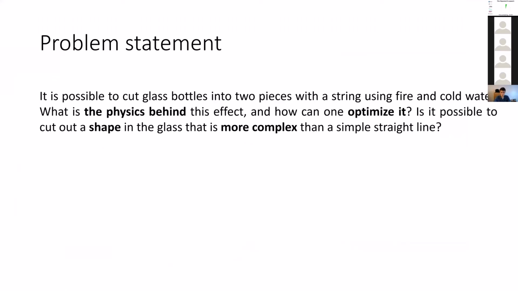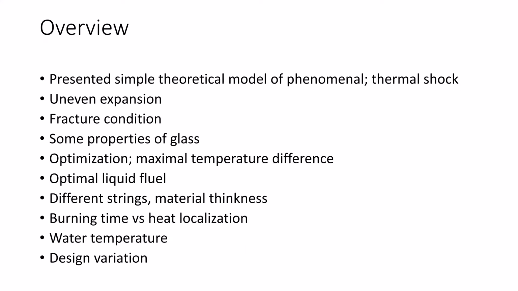So the problem statement states that it is possible to cut glass bottles into 2 pieces with a string using fire and cold water, and asks what is the physics behind this effect and how one can optimize it, and is it possible to cut a shape in a glass that's more complex than a simple straight line.